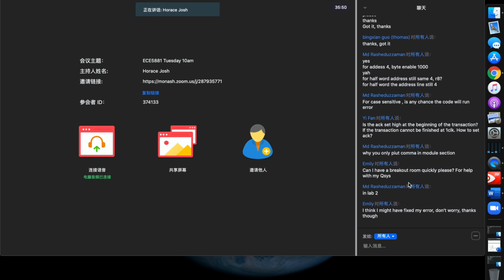MD, just to reiterate, I think if you're referring to the module declaration, then maybe include some code like this.